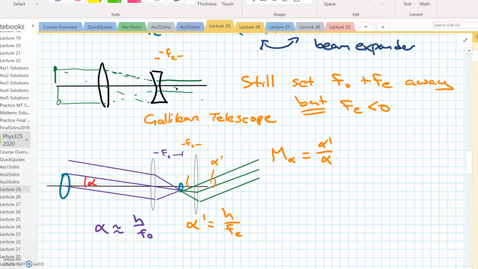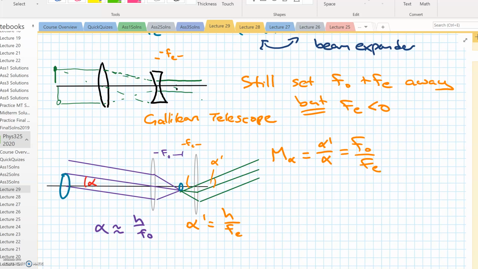The apparent angle that an object subtends in your field of view compared to without the telescope is alpha prime over alpha, and that's f of your objective divided by f of your eyepiece.